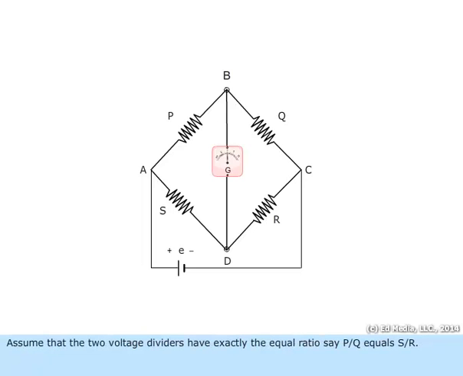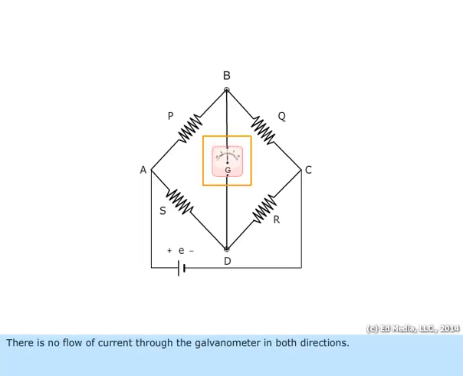Assume that the 2 voltage dividers have exactly the equal ratio, say P by Q equals S by R. Under this condition, terminals B and D will be at the same potential. The Wheatstone bridge is then said to be in balanced condition. There is no flow of current through the galvanometer in both directions.